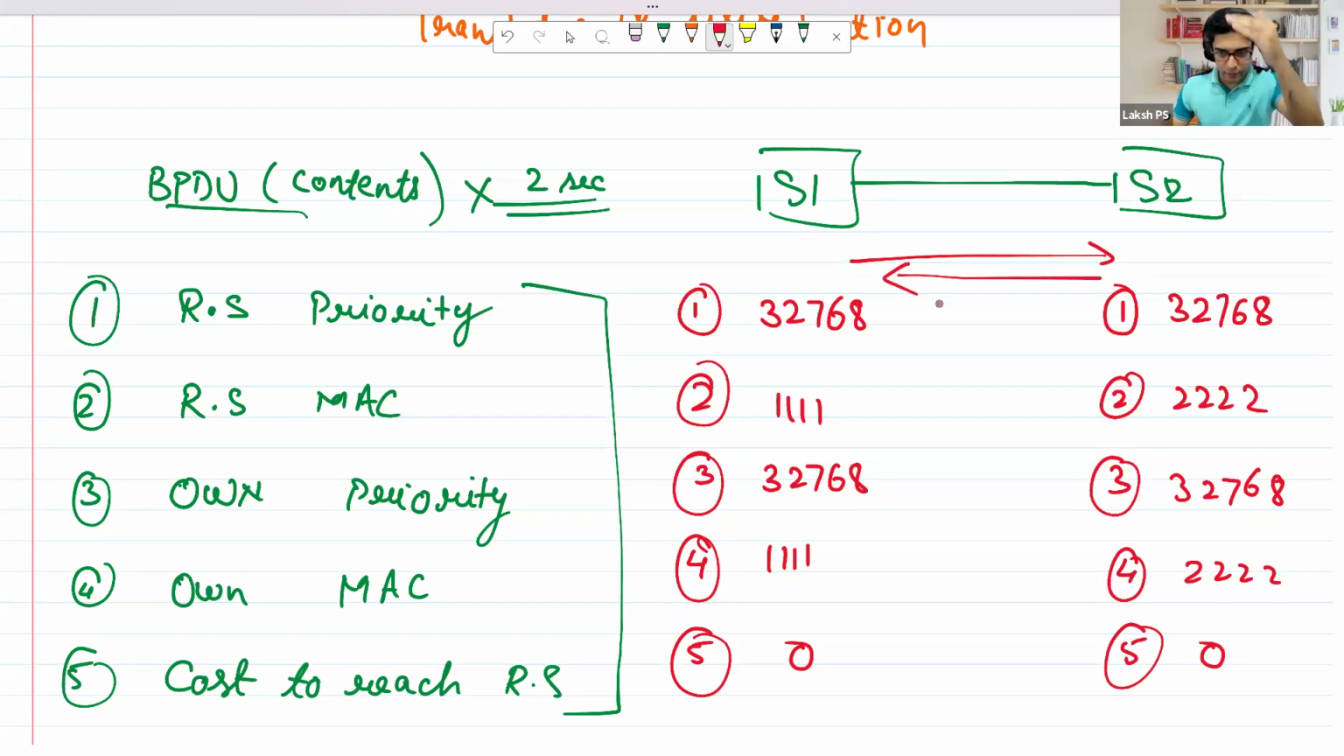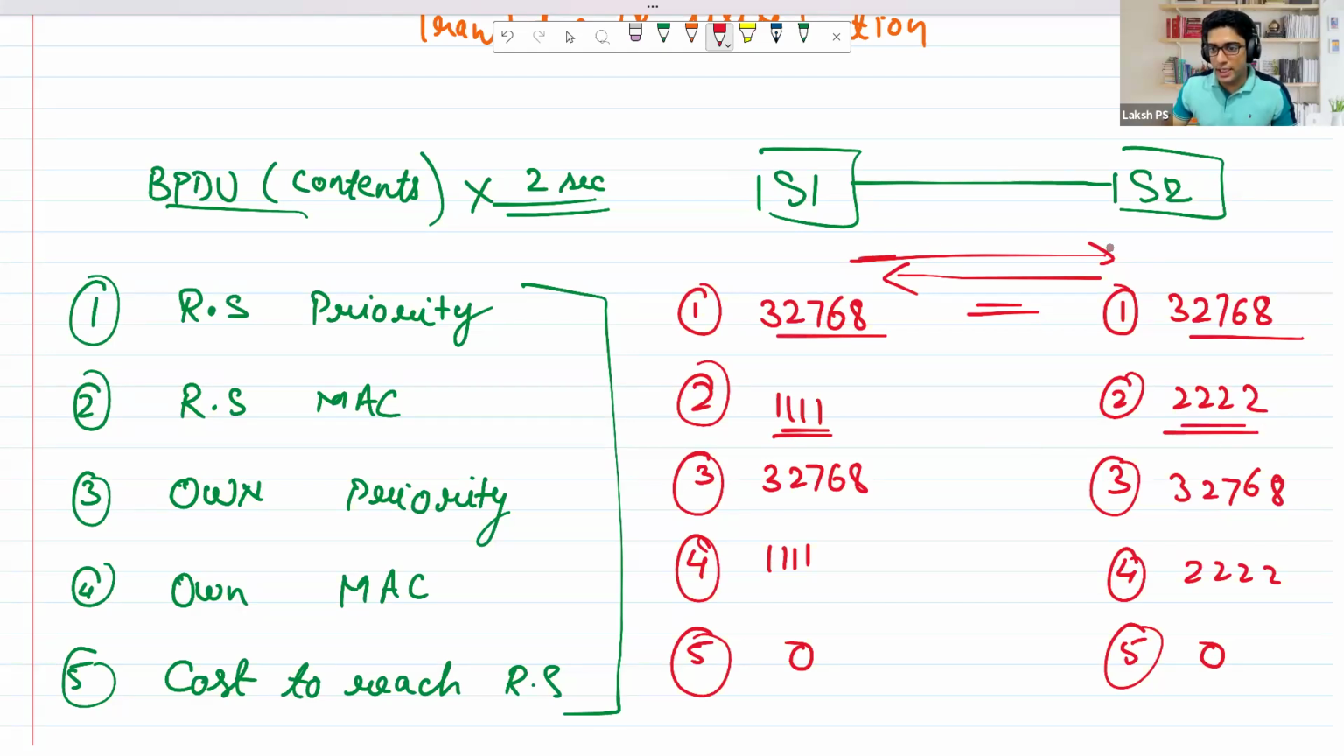Now they exchange this BPDU with each other. So what is going to happen? They will go step by step. First, they will compare the priority. Priority is a tie. When priority is a tie, they move to the next step: they compare their MAC addresses, and whichever switch has the lower MAC address wins. Obviously, switch 1's MAC address is lower. Switch 2's MAC address is higher.